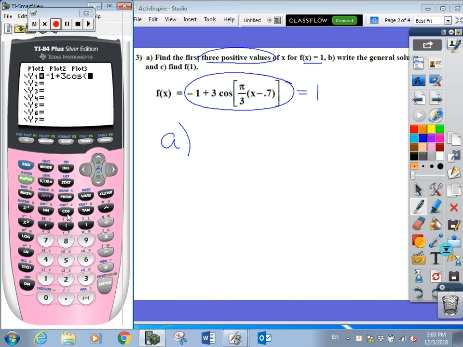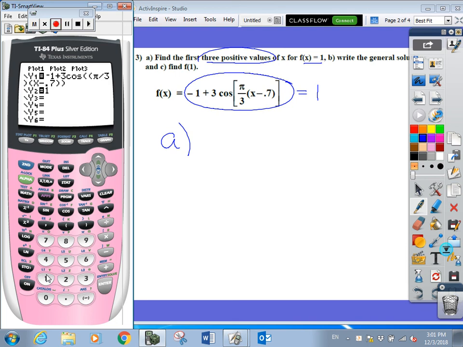Now, if you have the ability to make your pi over 3 look like that by hitting alpha y equals, do that. My calculator is a little bit older, so it doesn't let me do that. So I need to put that pi divided by 3 in its own set of parentheses. But if yours lets you put it as the fraction top over bottom, you don't need to do that. We do need to open a second set of parentheses, and this parenthesis does need to be there for you. X minus 0.7 close, close. And then in y2, we're going to put 1. Because we want to know, when does that function equal 1?